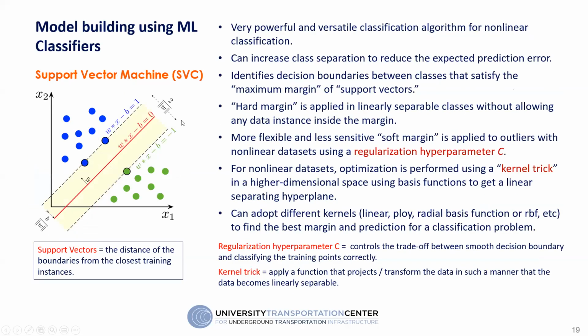Second one is the support vector machines, where we have sets of data. We try to find the boundary that separates the data, classify the data, or cluster the data. Here are what we call the support vectors, which are nothing more than the distance from the boundaries to the data. That's what we call support vectors. So we can have a hard margin or a soft margin, and we can use a hyperparameter C.